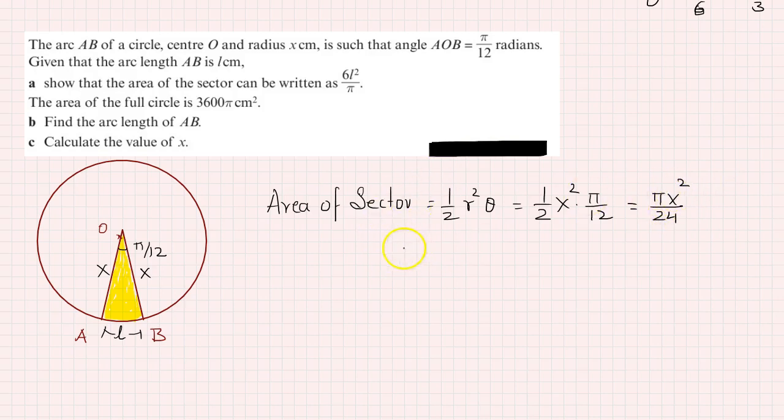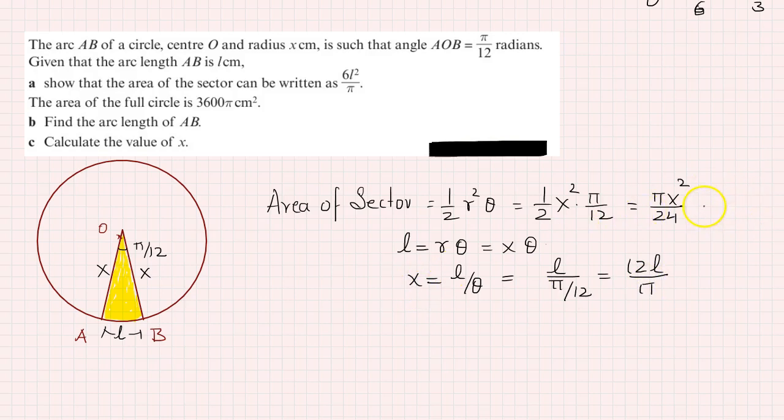But we have to write this in terms of L. Now let's find the relation between L and x. We know the formula is L is equal to r theta. So L is equal to x theta. So x is equal to L over theta, and theta is pi/12, so L over pi/12, which is equal to 12L over pi. That is the value of x. We put this value of x here.